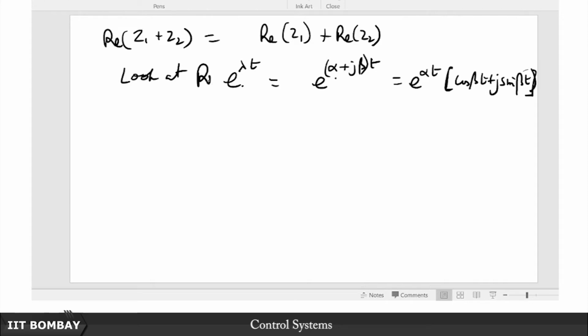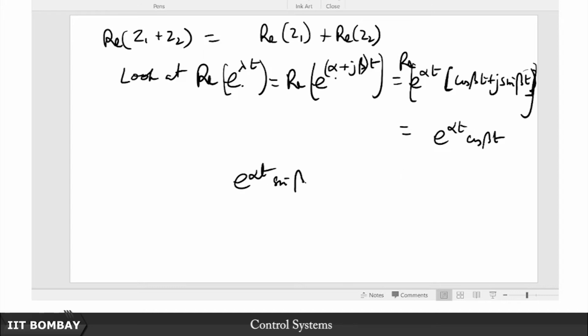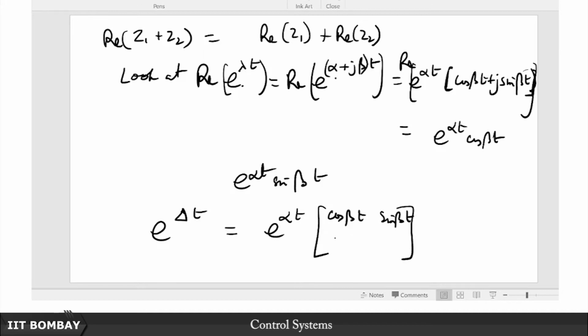If you apply the real part operation here, it is going to spit out e to the alpha t cos beta t, and if you similarly apply the imaginary operation on this, you are going to get e to the alpha t sin beta t. So then e to the delta t turns out to be nothing but this e to the alpha t pulled outside, and inside you have just cos beta t, sin beta t, which is a pure rotation matrix. If you have come across this in some other course, you would know. This is all there is to it.